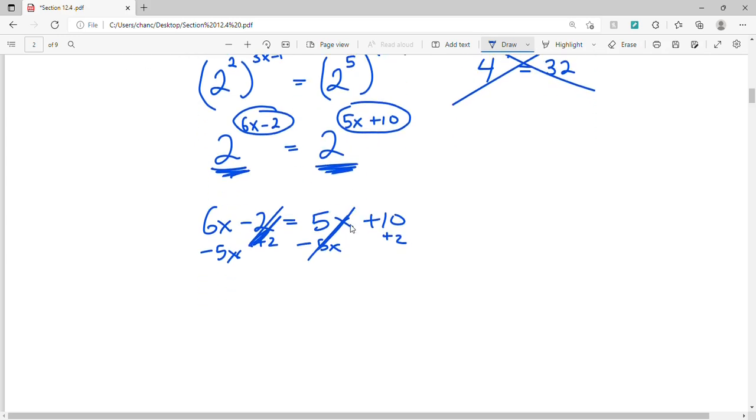6x minus 5x is x. And on the right we have 10 plus 2, which is 12. This is a good solution.